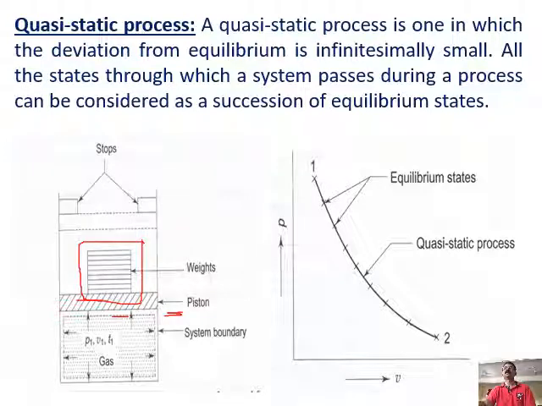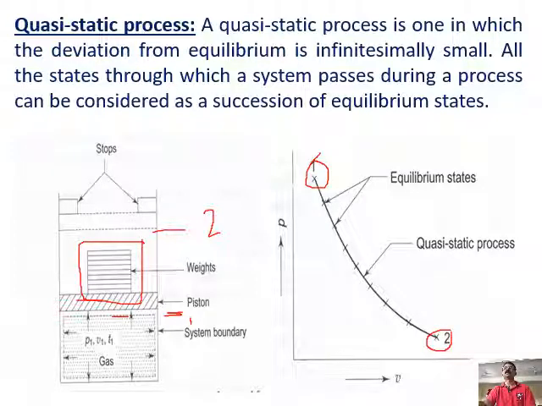Now if I remove all the weights together at once, what happens? Because of this removal of weight, the piston is suddenly displaced and it will come to this point, which is called state point 2, and this is called state point 1. Now this is 1, the initial state, and once the weight is removed, volume has increased, pressure has decreased, so it moved from 1 to 2.